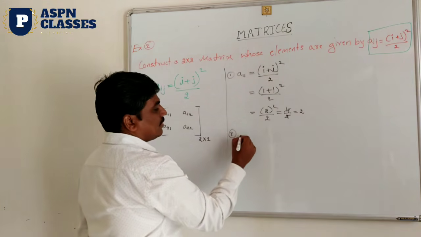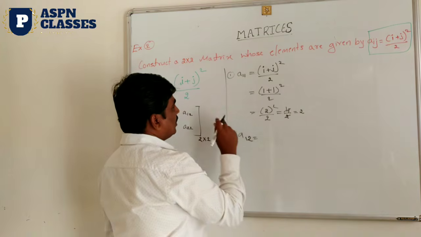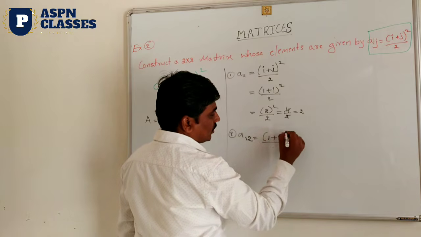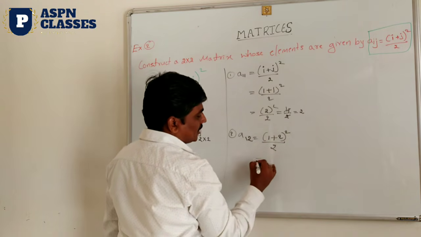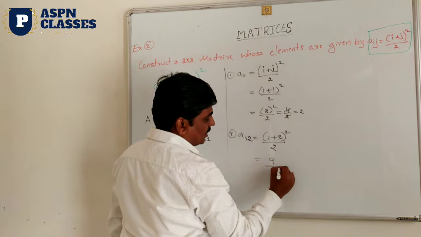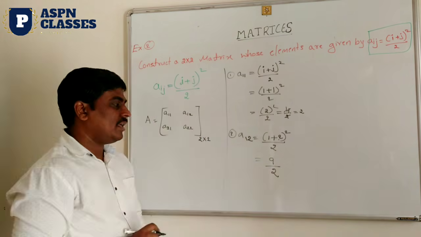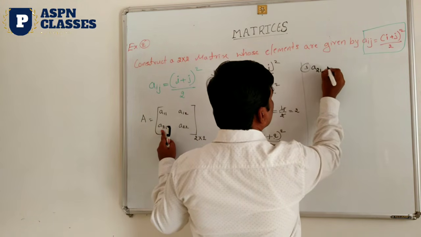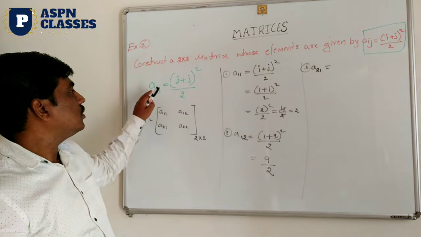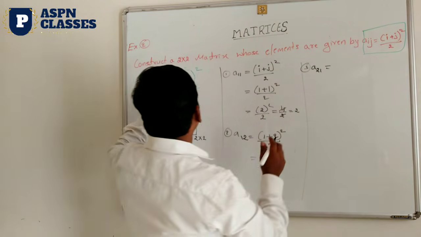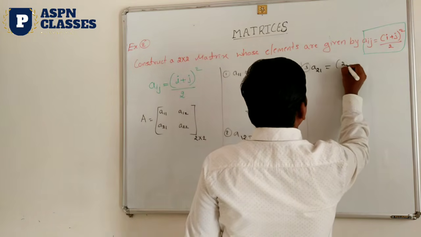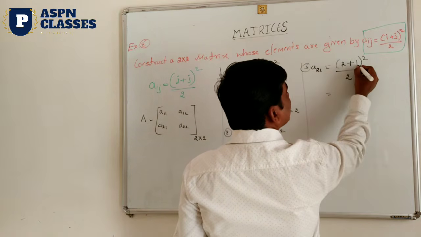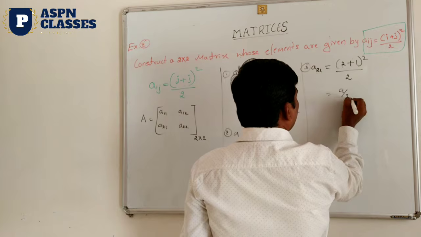Next, the second one is a12. For a12, the i value is 1, the j value is 2. So fill in directly: (1 plus 2) whole square divided by 2. 1 plus 2 is 3. 3 square is 9, divided by 2. So the answer is 9 by 2. Step a12 over. Next one is a21. For a21, i is equal to 2, j is equal to 1. Again fill in this equation: (2 plus 1) whole square divided by 2. 2 plus 1 is again 3. 3 square is again 9 by 2.